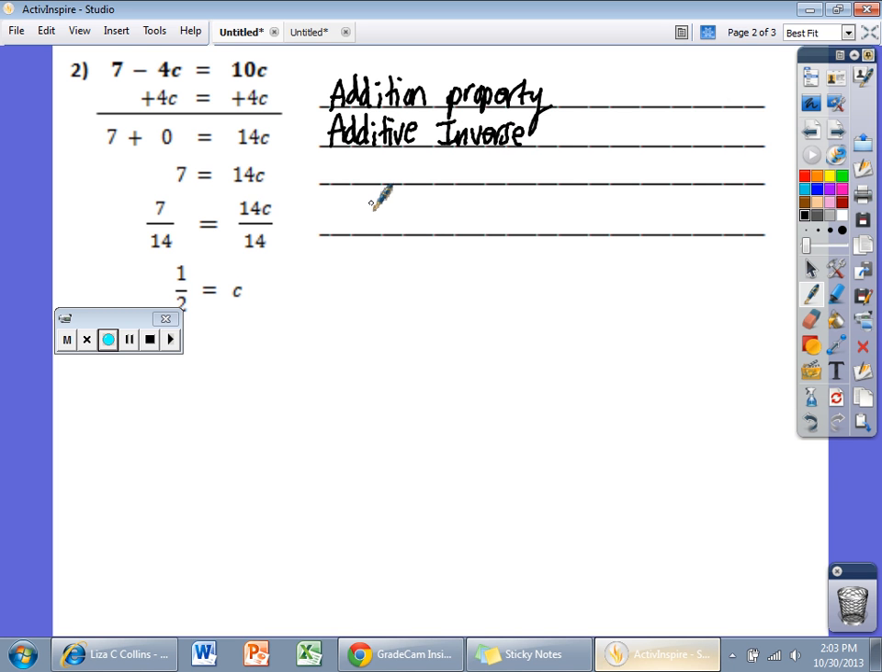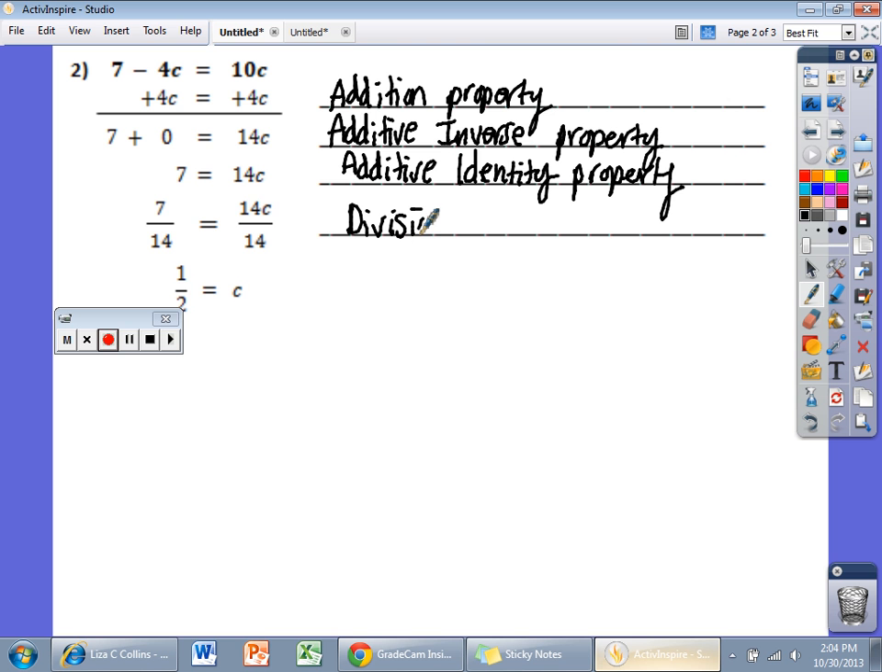When we add something with its opposite, we get 0. So what is that property? That's the additive inverse property. Okay, we have this one again, 7 plus 0. Our next step, we just have 7 because that's the additive identity. When we add 0 to something, we just get that thing back. It keeps its own identity. Okay, and here in our next step, we're dividing by 14. So that's our division property.